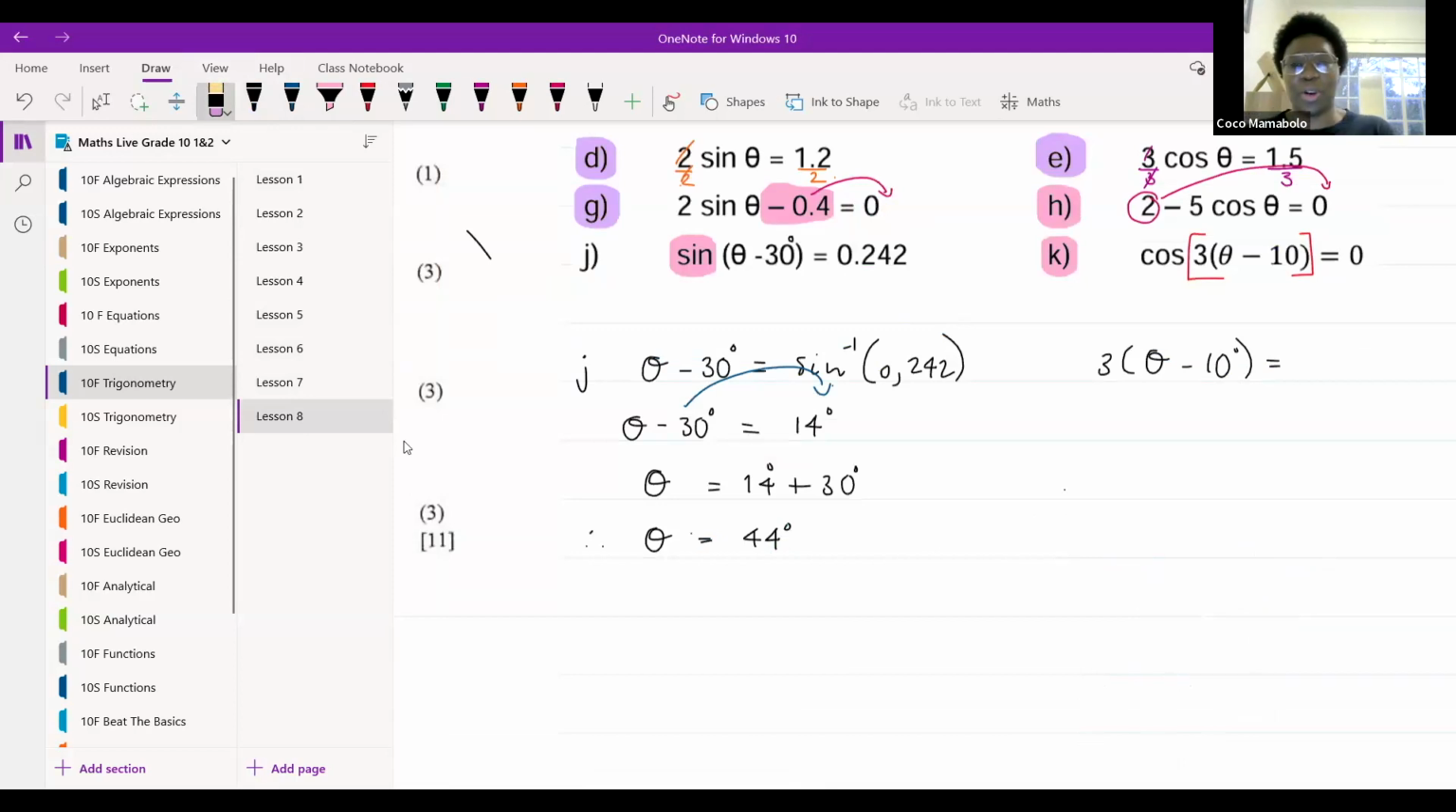All right, no worries. Okay, find me the answer for K. So I'm going to isolate this part, this whole part. So I'm going to take arc cos of what? Who can tell me in the chat? What are we going to take arc cos of?